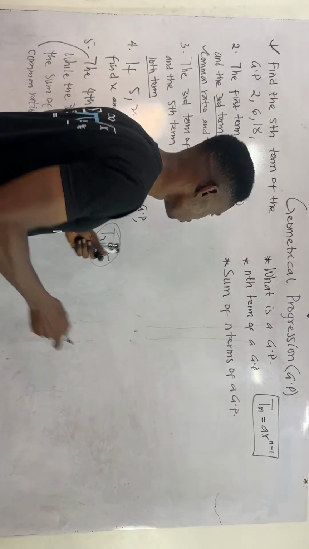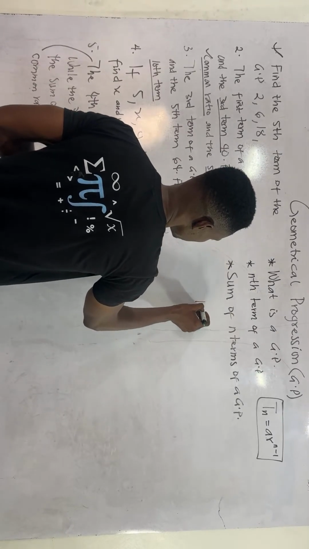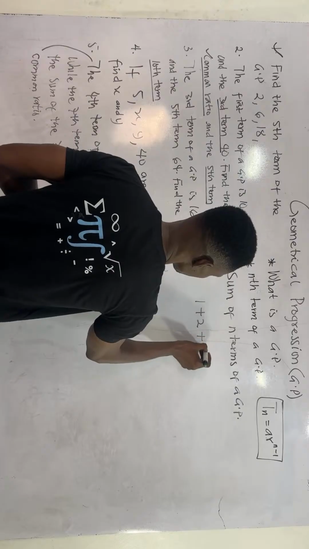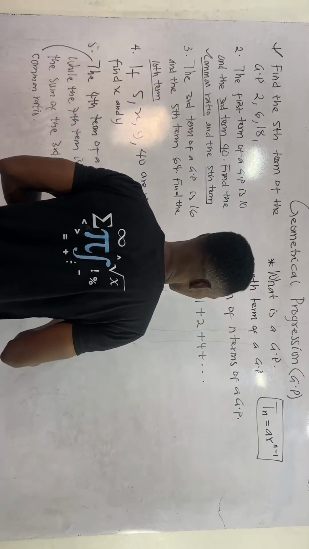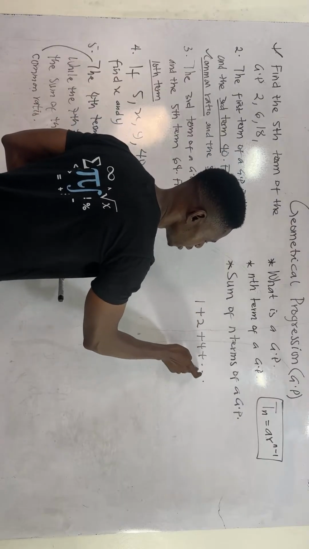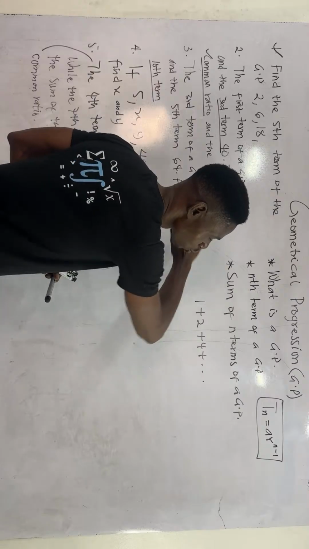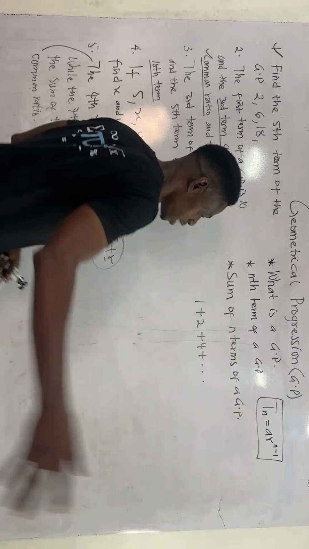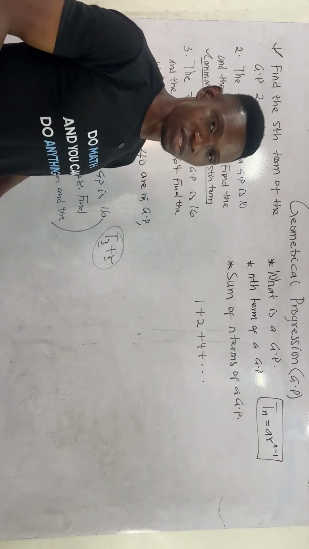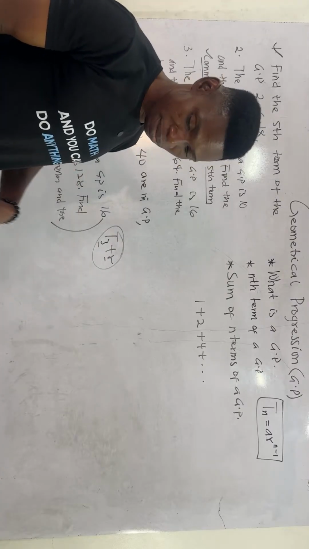Now, imagine that you have this GP: 1 plus 2 plus 4 plus. They can ask you to look for the fourth term. You know that 4 times 2 is 8, right? But now they can ask you to look for the sum of the first 10 terms. So how do you handle that? Let me give you the formula first, then we come back.